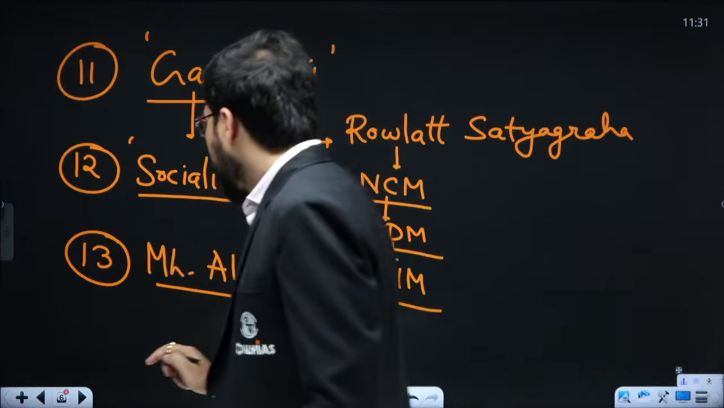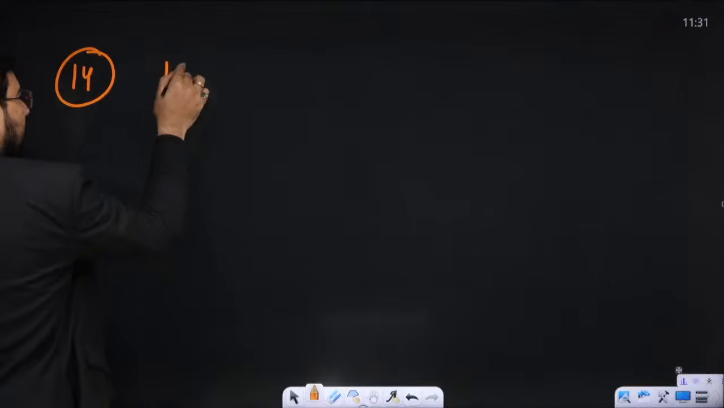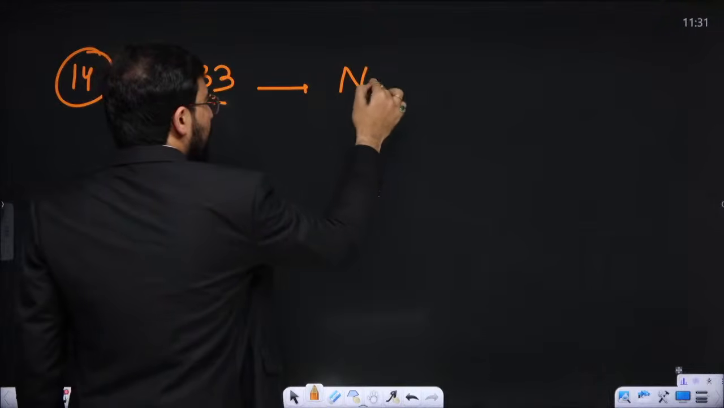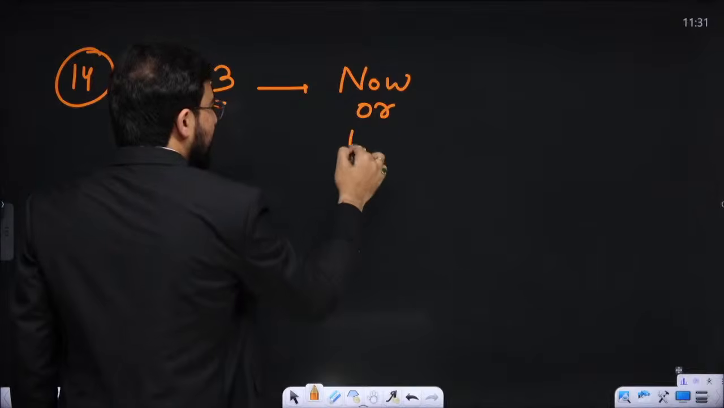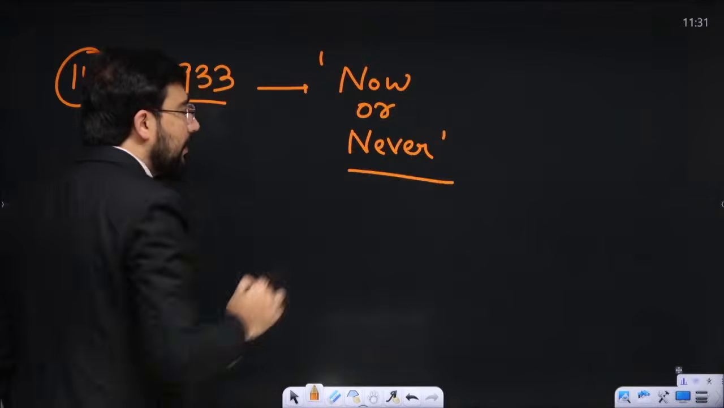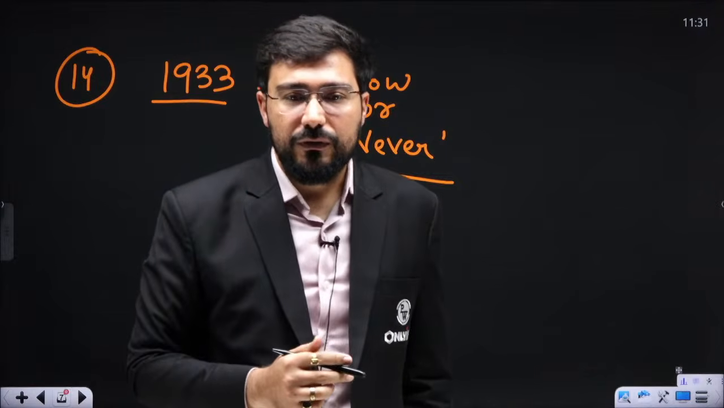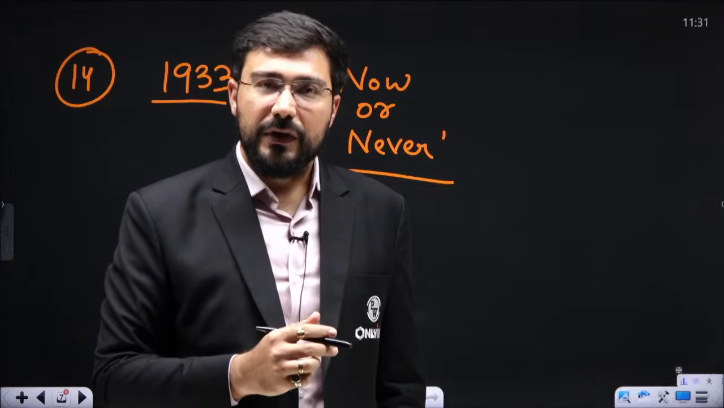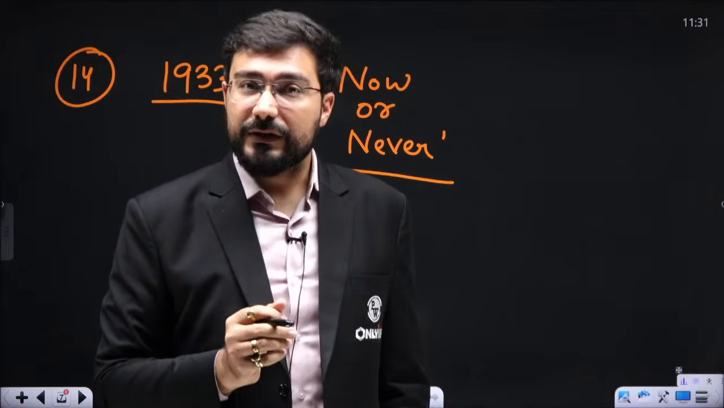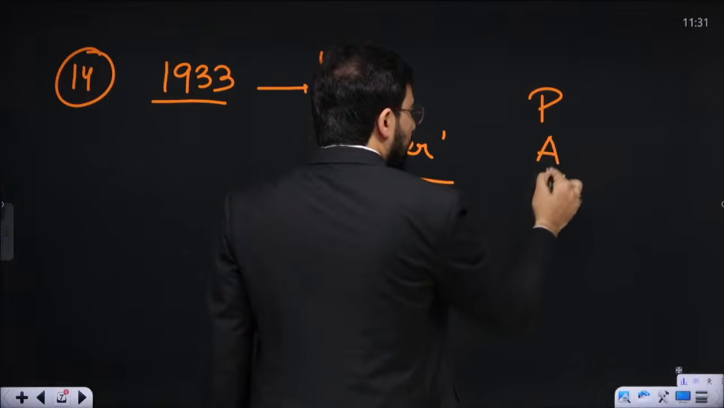In fact, there was a text which was written in 1933. If you wish, you can Google it. Its title was Now or Never. There was a person by the name of Chaudhry Rahmat Ali. Chaudhry Rahmat Ali was the one who used the word Pakistan for the first time. And Pakistan is an abbreviation. Okay, Pakistan is an abbreviation.